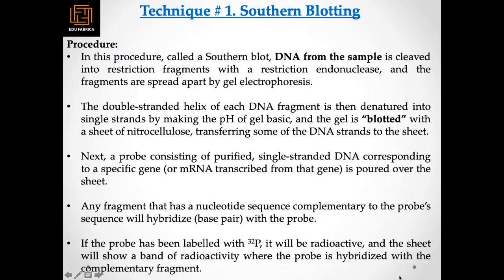So in this procedure, the Southern blot DNA from the sample is cleaved into restriction fragments with the restriction endonuclease, and the fragments are spread apart by gel electrophoresis. The double-stranded helix of each DNA fragment is then denatured into single strands by making the pH of the gel basic, and the gel is blotted with a sheet of nitrocellulose, transferring some of the DNA strands to the sheet. Next, a probe consisting of purified single-stranded DNA corresponding to a specific gene is poured over the sheet.